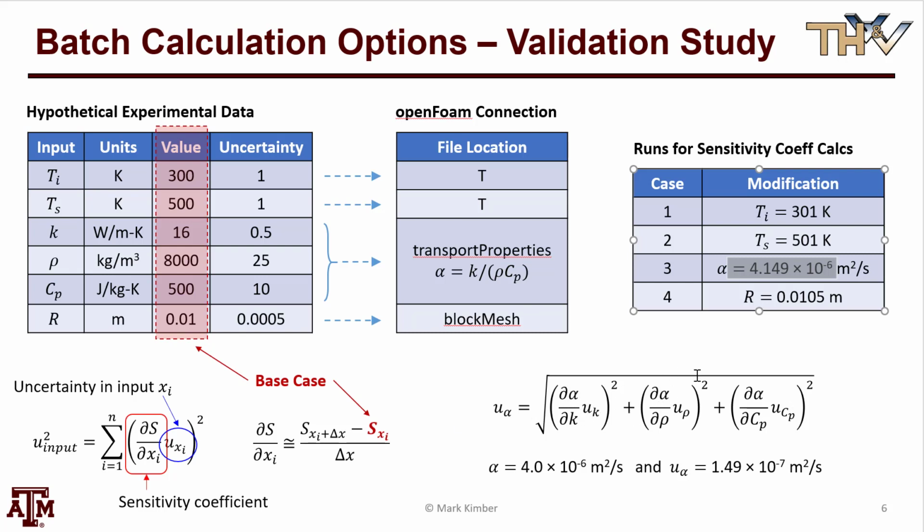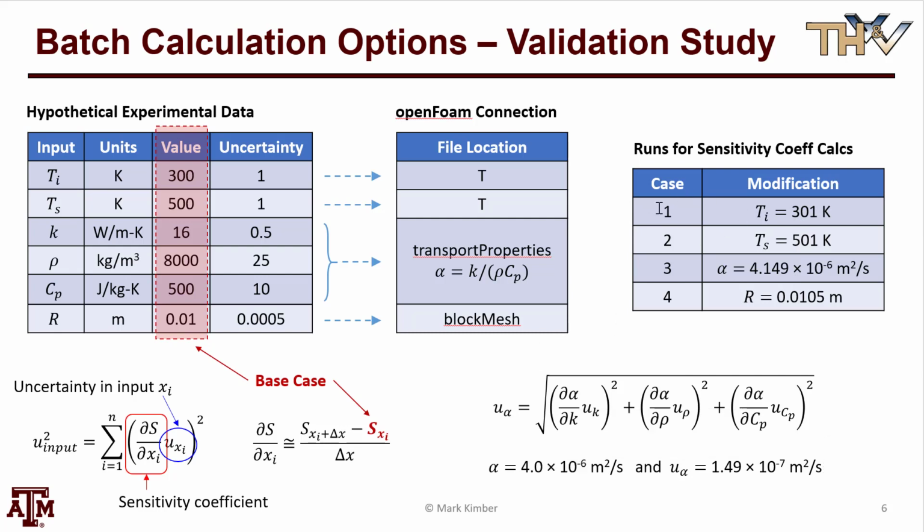There's three parameters that I use to calculate alpha: K, rho, and CP. And I just need to look at the partial derivative of that with respect to each of those, multiplied by their uncertainties, square root of the sum of the squares. And if I carry that out, I get this value here for my uncertainty. And so you see I've added that to my nominal value for alpha, which is right here.